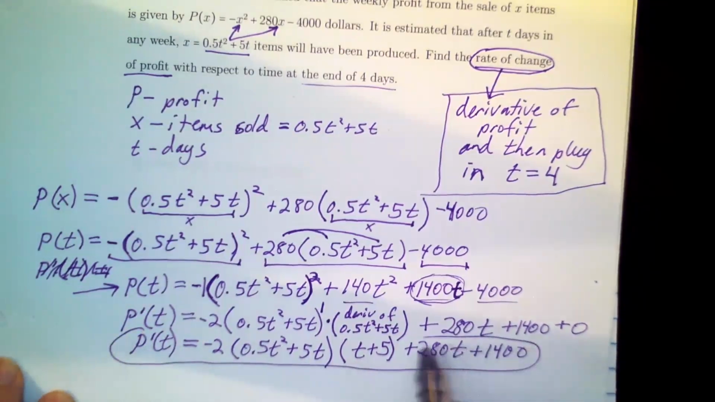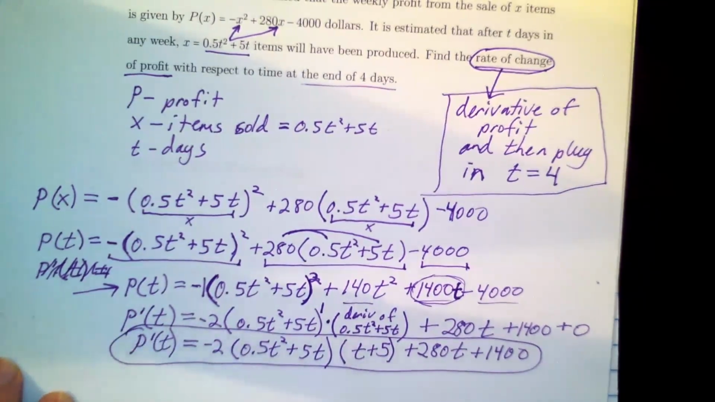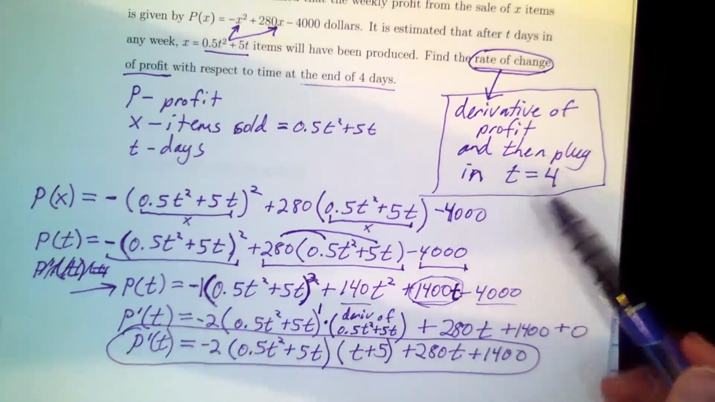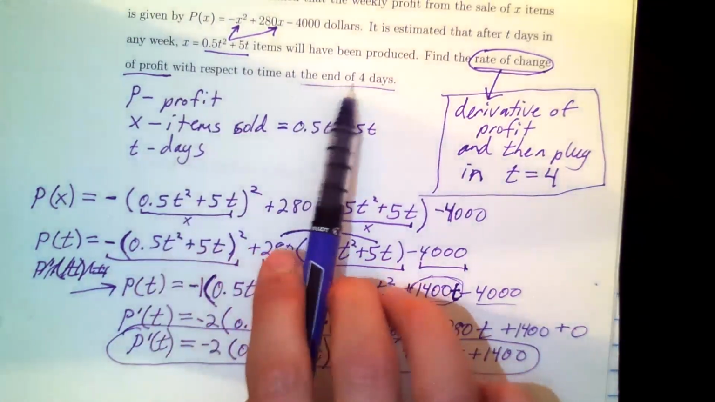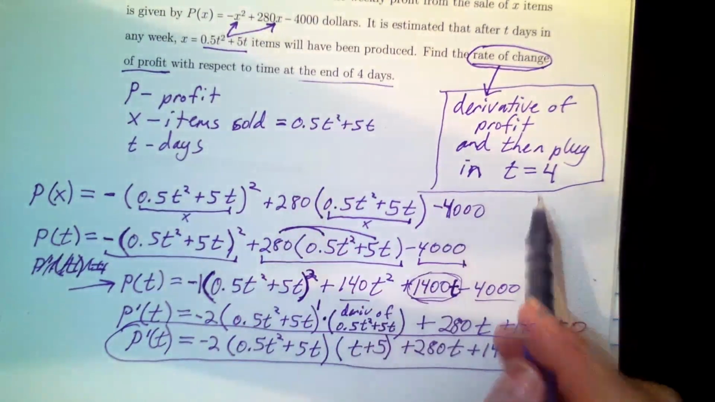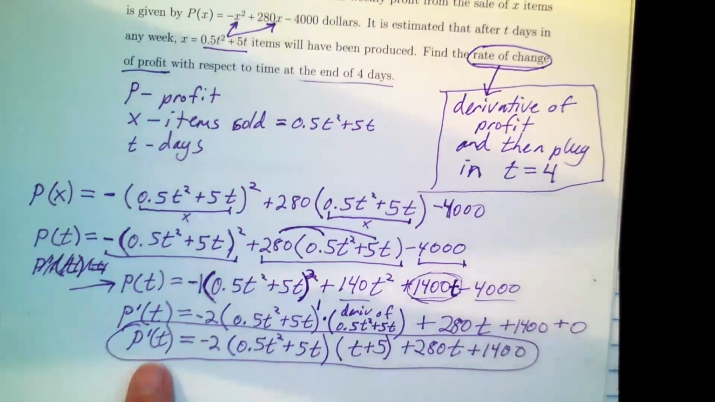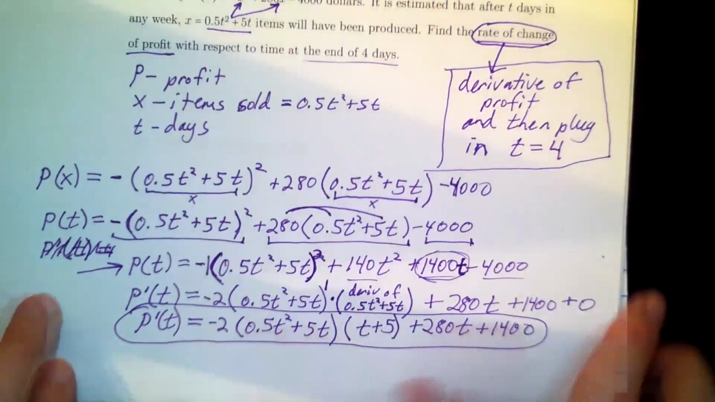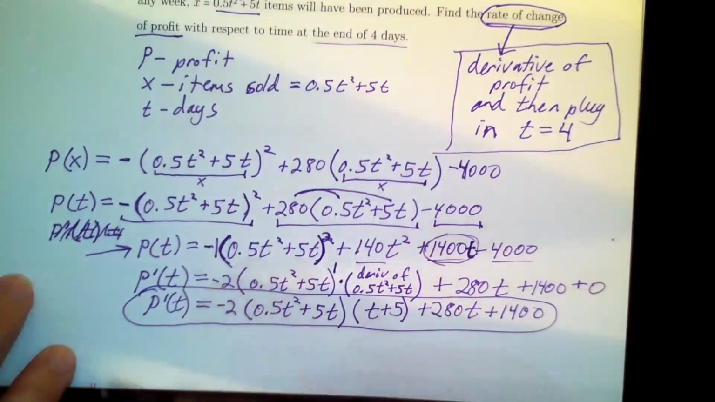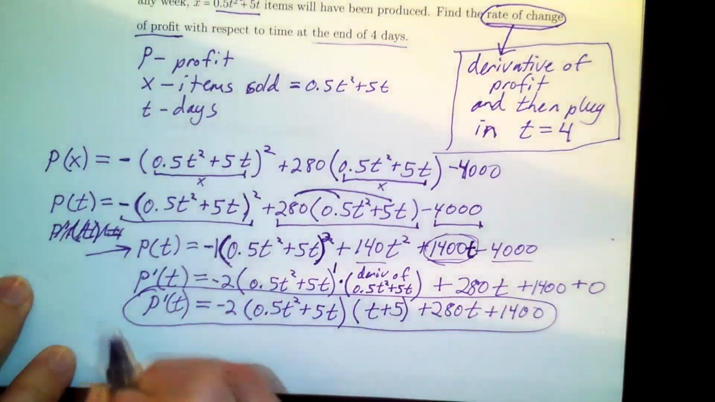Now the question is, are we done? And the answer here is not quite. I was supposed to find the derivative, the rate of change of profit, but they did say that I was supposed to find the profit specifically at 4 days. So that means I'm supposed to plug in t equal 4. So now that you have the derivative of the profit function, the marginal profit function, you plug in 4.